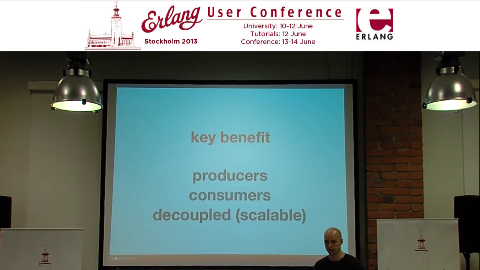Very, very straightforward. The key benefit of this queuing model is that the two actors in this system, so producers and consumers, are entirely decoupled. So by sticking a queue in the middle, you're making sure that if you ever need to scale, for example, your consumer pool, you can do that by just adding more consumers, and it's not going to affect producers in any way. This means it's highly scalable.